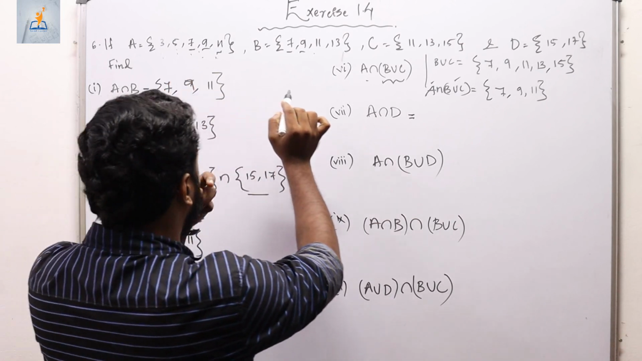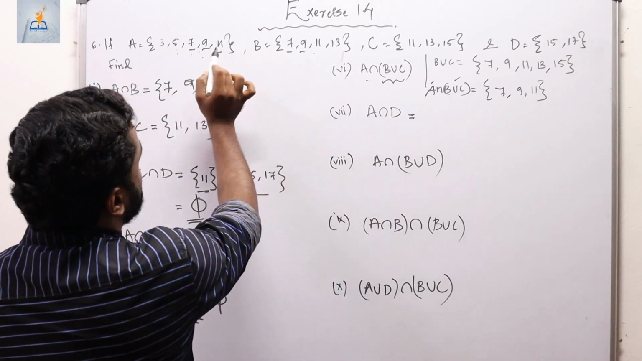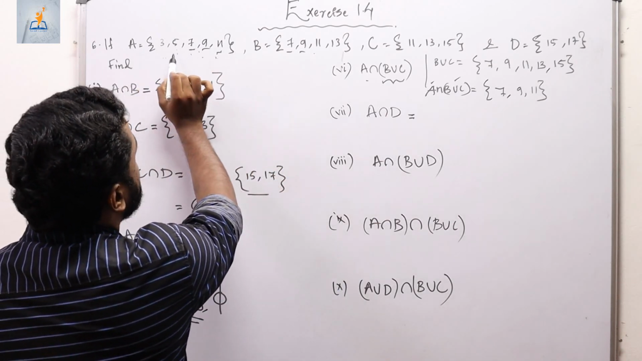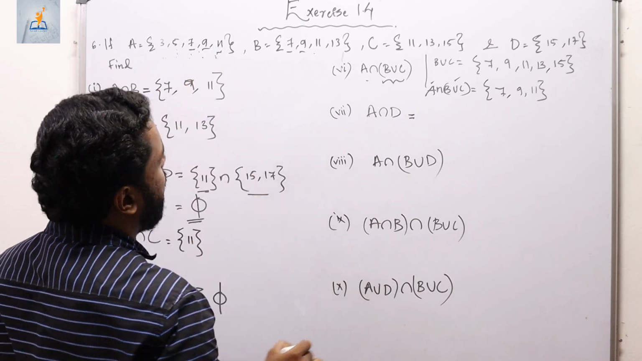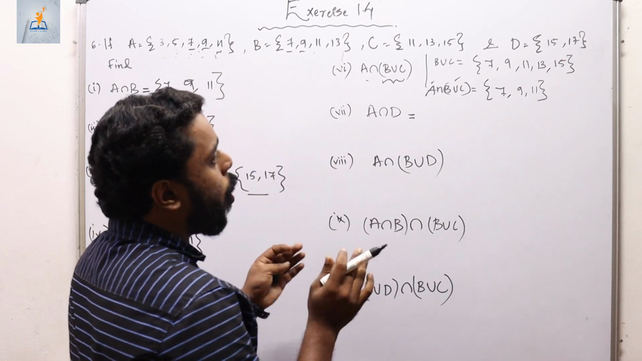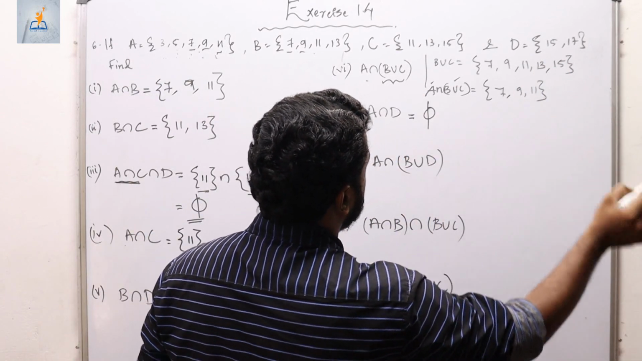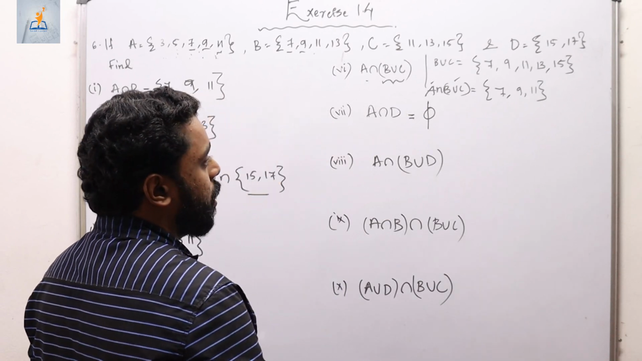We can observe that there are no elements common to A and D, since A has the elements 3, 5, 7, 9, 11, and the elements in D are 15, 17. So there are no common elements. Therefore, A intersection D is the empty set.